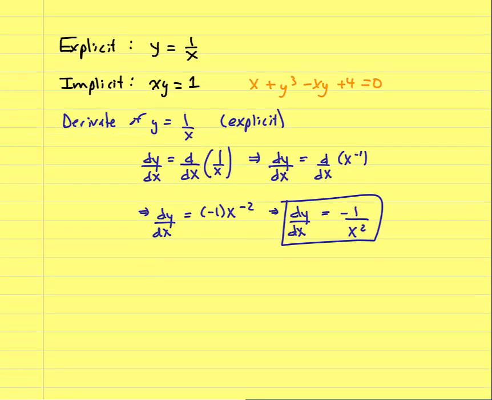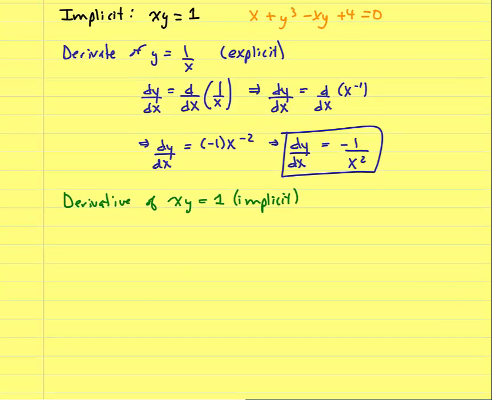Now let's go ahead and do the same problem. Let's do the derivative of xy equal 1 implicitly. Of course, keep in mind that if I solve this for y, I divide both sides through by x and I get y equal 1 over x. So how would I find this derivative without solving for y? Now I could solve for y, I already did that problem right up above, but I want to say, what if I can't solve for y? How would I work this problem?